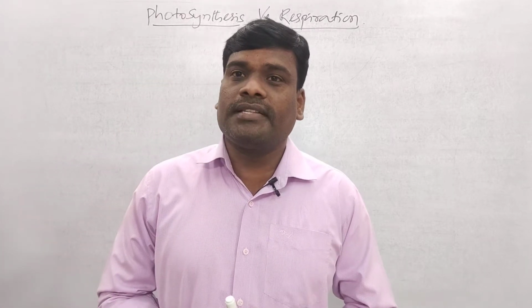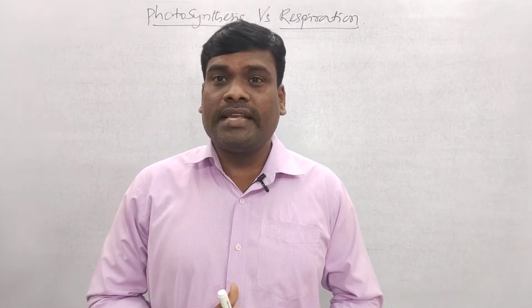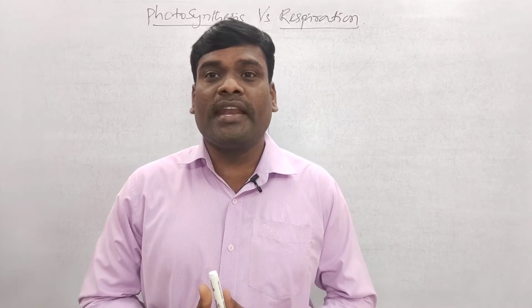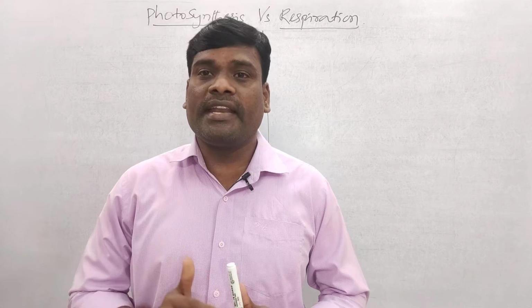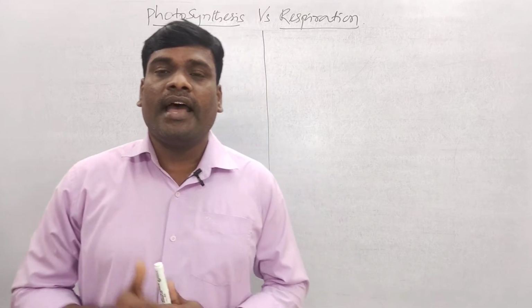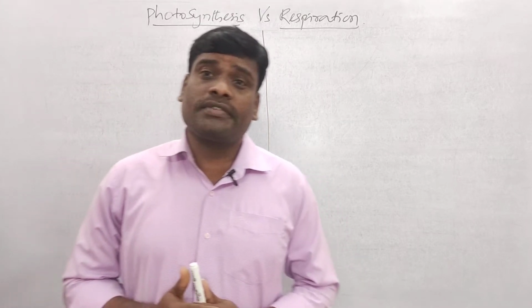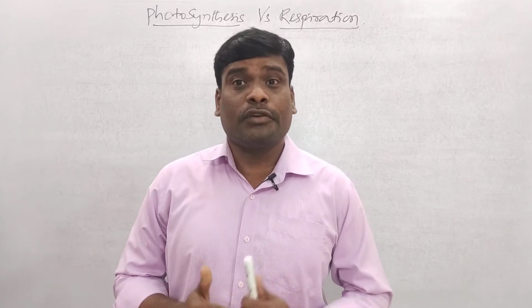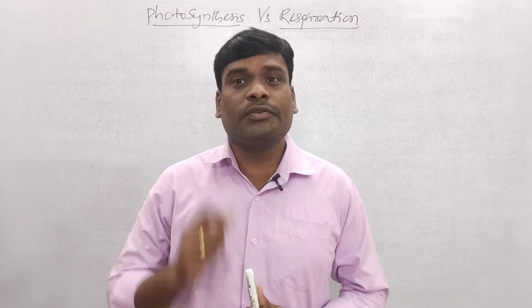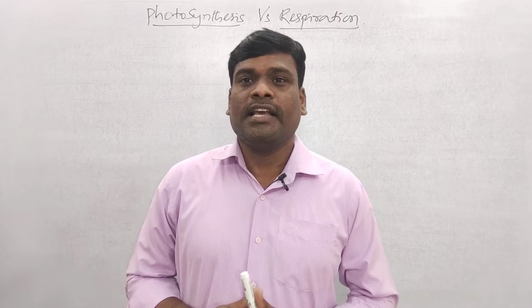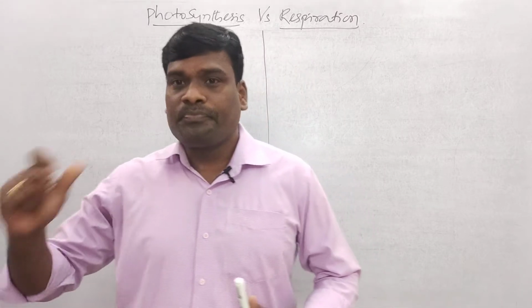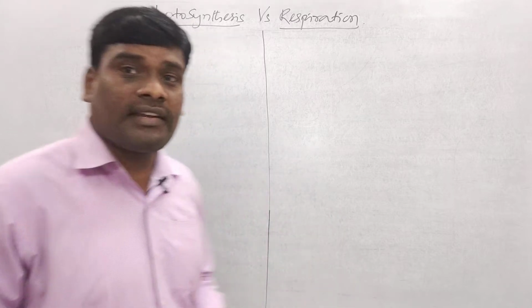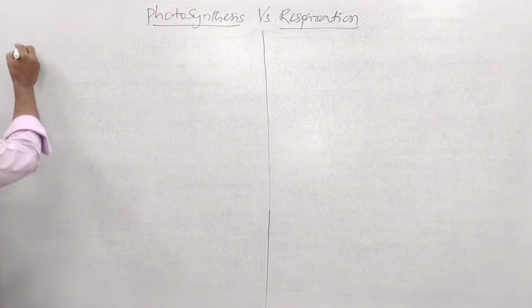What is photosynthesis? Photosynthesis is a process of preparing food materials in plants by using raw materials such as carbon dioxide and water in the presence of sunlight and in the presence of chlorophyll, children. That is called photosynthesis. If you represent that whole process in the form of an equation, we can write it like this. So what is that, children?